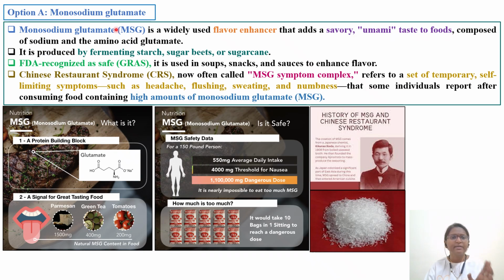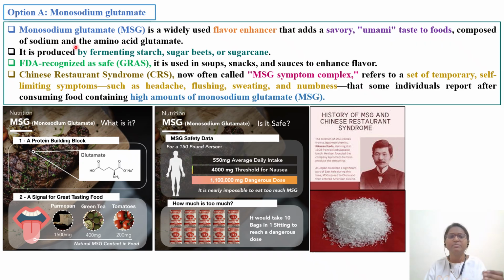So option A is MSG, that is monosodium glutamate. Those people who eat Chinese food, I have come across this word monosodium glutamate. It is a widely used flavor enhancer. In Chinese food and street foods, you see that MSG is added. Why? It gives a savory umami taste to foods.